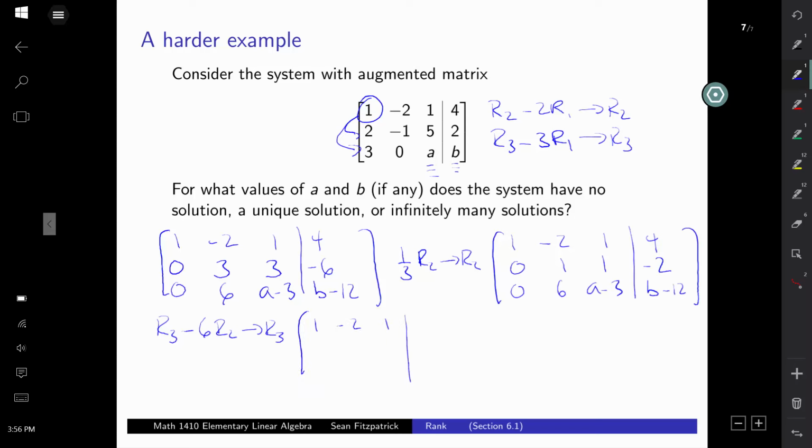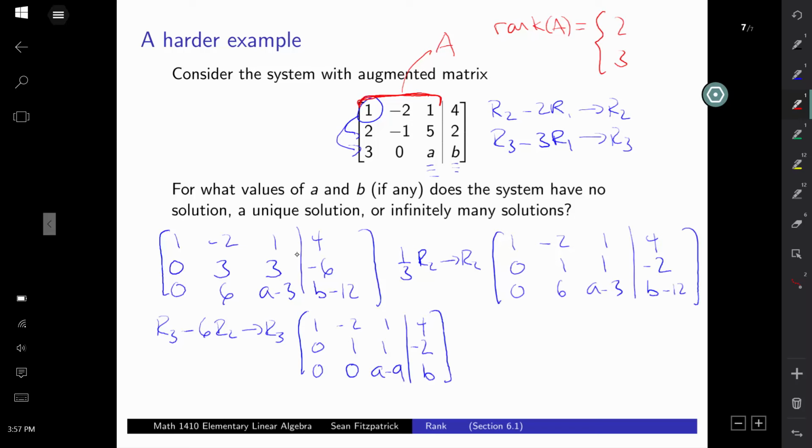1, minus 2, 1, 4, 0, 1, 1, minus 2, 0, 0. So A minus 3 minus 6 more gives me A minus 9. B minus 12 minus 6 times minus 2, that's B minus 12 plus 12. The 12s cancel and get me down to there. Okay, well, now we can see that there are a couple of possibilities here, right? If this is our coefficient matrix, call it A, we can see that the rank of A is going to be either 2 or 3 depending on the value of A.